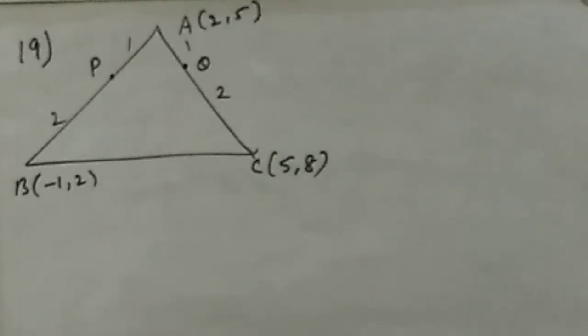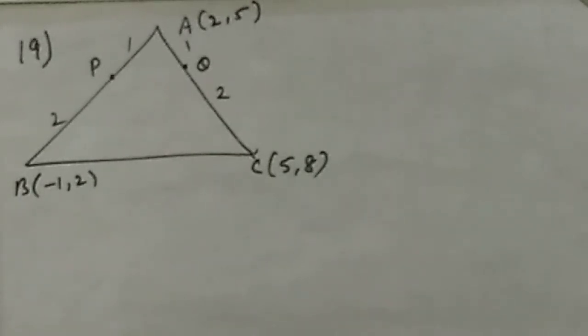See 19th question: A is (2, 5), B (-1, 2), C (5, 8) are the coordinates of the vertices of the triangle ABC. Points P and Q lie on AB and AC such that AP:BP is equal to AQ:CQ is equal to 1:2. Calculate the coordinates of P and Q. Show that PQ is equal to 1/3 of BC.